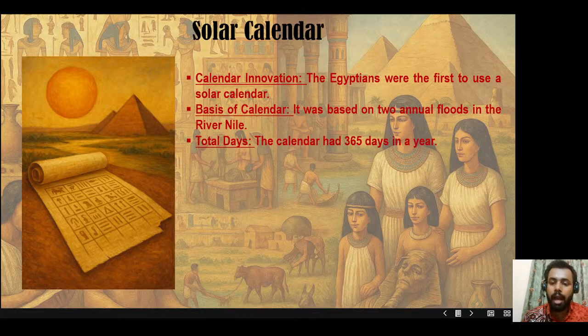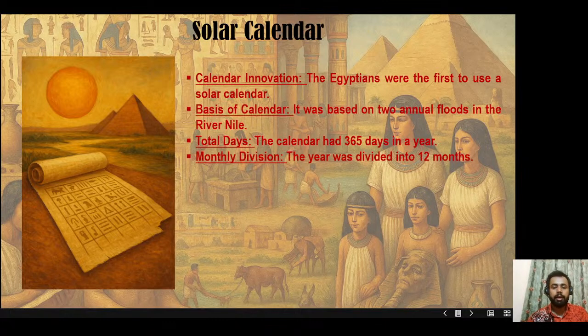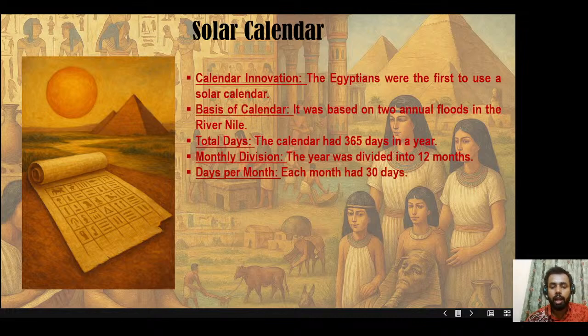So the calendar had 365 days in a year. Just like us, they also made a calendar which had 365 days. The year was divided into 12 months. Now these 365 days were divided into 12 months. Each month had 30 days. So now your counting must be 12 times 30. It will be 360. So where did the 5 other days come from?